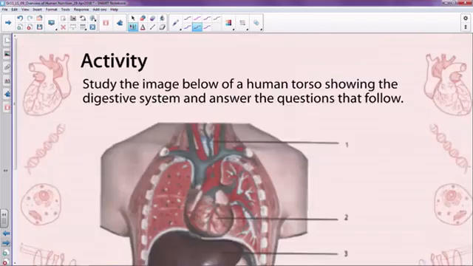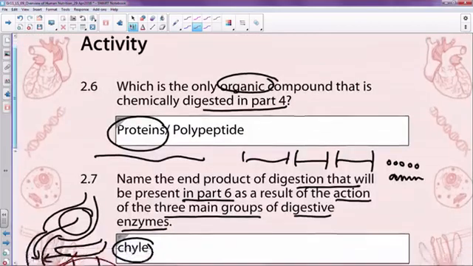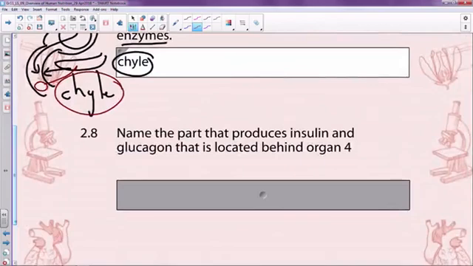Let's look at the next question. Sorry, let me go back there. One more question at the bottom of that. Name the part that produces insulin and glucagon that is located behind organ number 4.